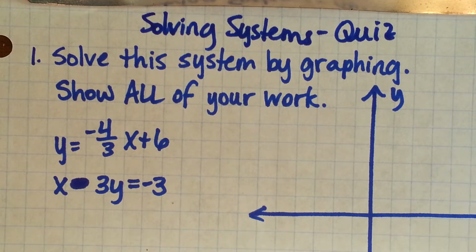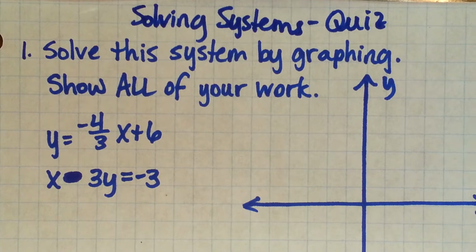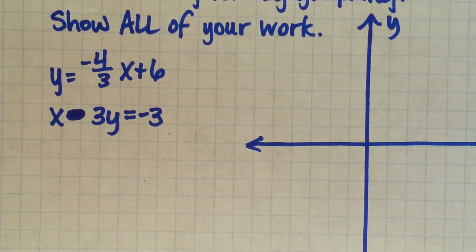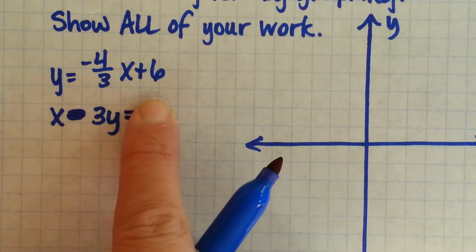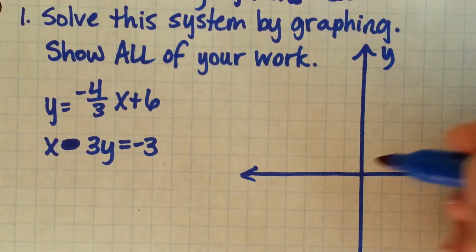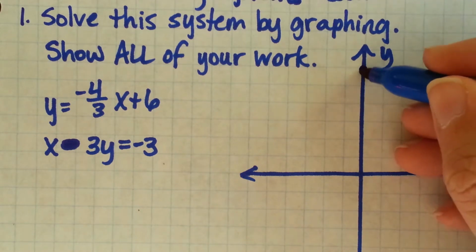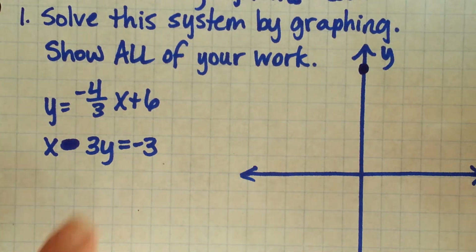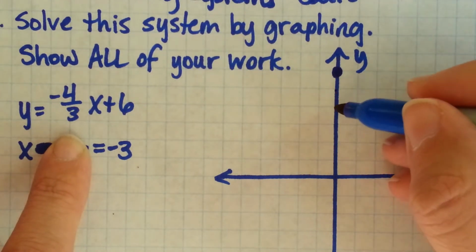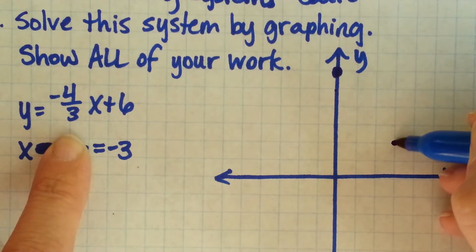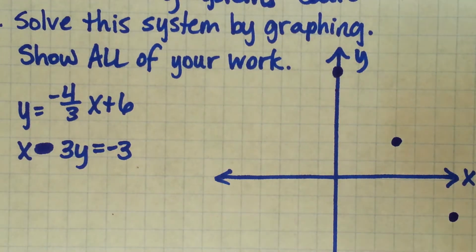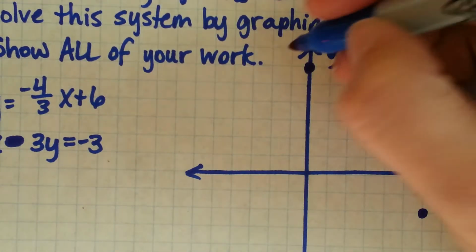On this Solving Systems quiz, the first one asks us to solve this system by graphing, and they want us to show all of our work. So, we notice the first equation is in slope-intercept form. So we have a y-intercept of positive 6. So we go up to 6 and put a point. Our slope is negative 4 over 3, which means we go down 4 and to the right 3. And after we have so many points, we connect those with a straight line.